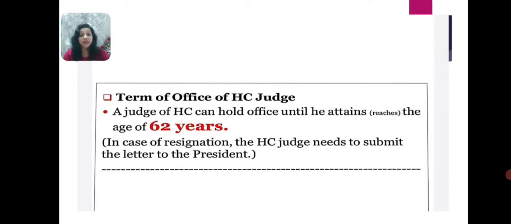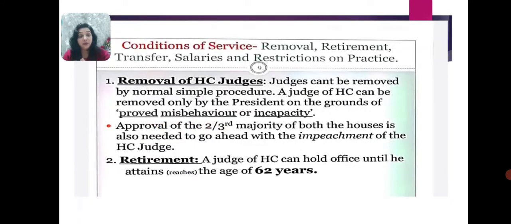Okay, so in case of resignation, the high court judge needs to submit the letter to the president, not to the Supreme Court Chief Justice of India. Okay, so he has to directly submit it to the president. So this is the term of the office.